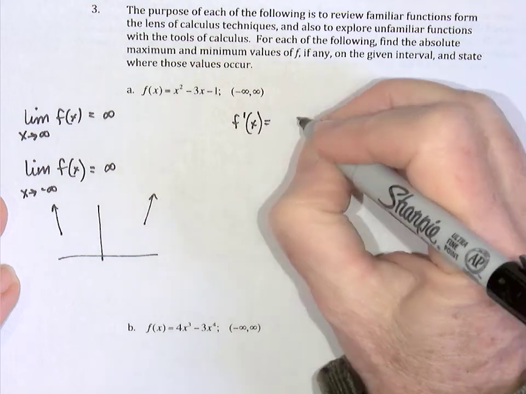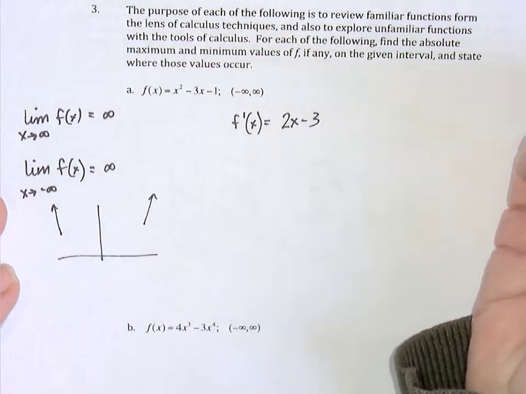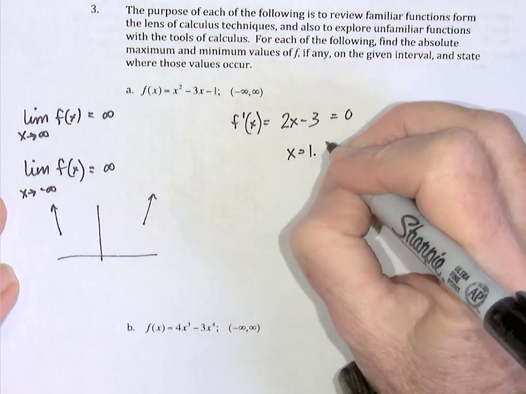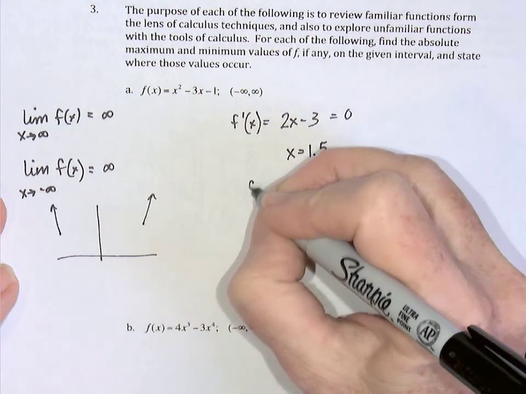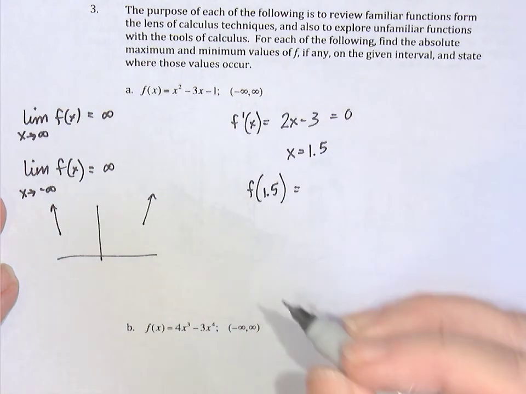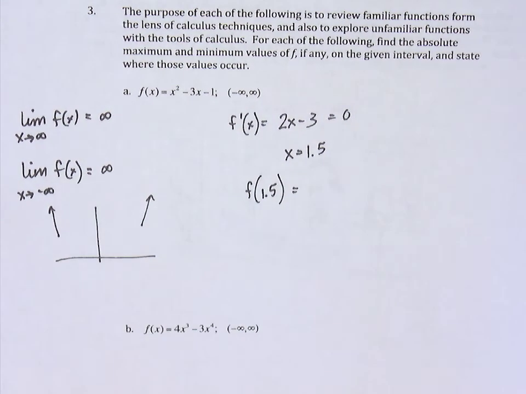We know what's going on here. We're going to have 2x minus 3. We'll set that equal to 0 to find the critical value, so that gives us x is 1.5. And I'm going to plug 1.5 into this function, and it's going to give me whatever it's going to give me. I don't feel like doing this, but let's do this. So 1.5 squared minus 3 times 1.5, and then minus 1. It's going to give me negative 3.25.